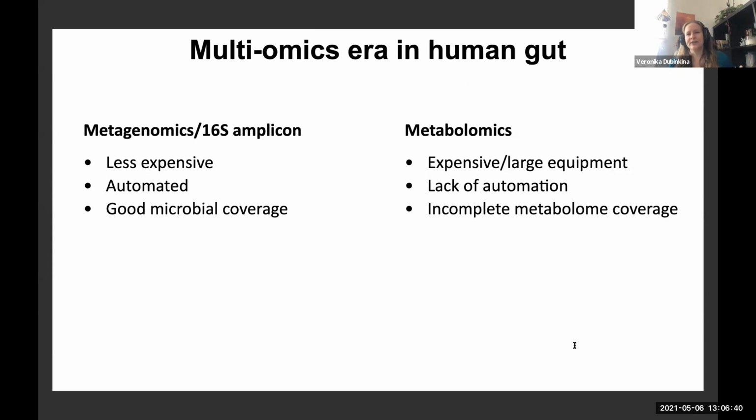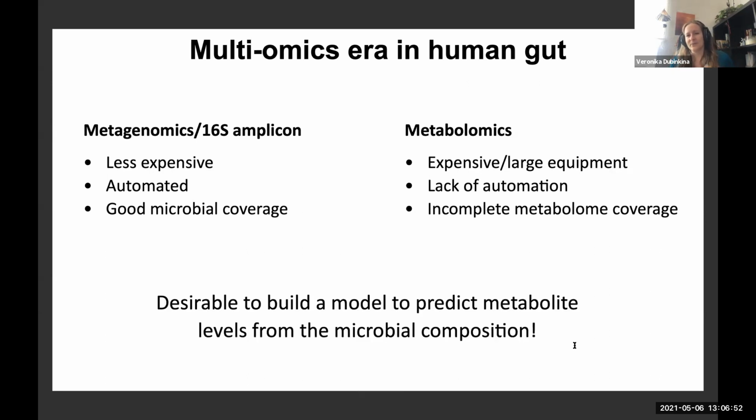And the whole venture here is how to combine those two types of data to get some sort of mechanistic understanding of what's going on in this community. And we see it as another kind of challenge. Is it possible to actually predict metabolites from microbial profiles using discovered knowledge about those metabolic interactions?